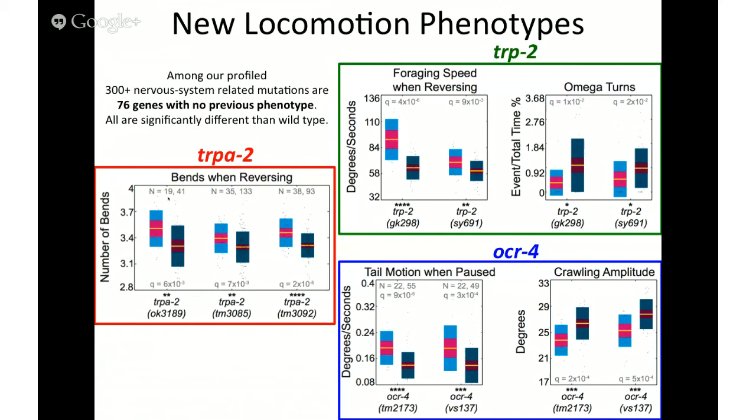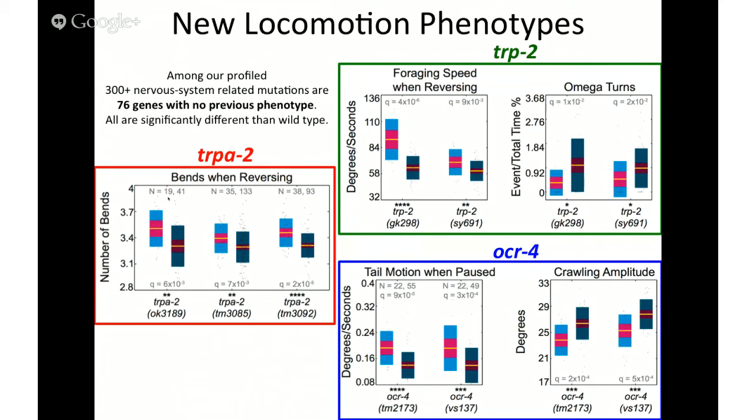What do you mean tail motion when they're paused? Do they wag their tail? It's essentially any type of tail motion when it's paused. So it might have to do with defecation, right? The worms tend to defecate when they're paused. So it might be that the tail contracts. Maybe there's a greater contraction when it defecates, or maybe they just don't sit still that much. Even though they're just kind of sitting there, they're still a little bit antsy. I don't know. I'm not entirely sure.